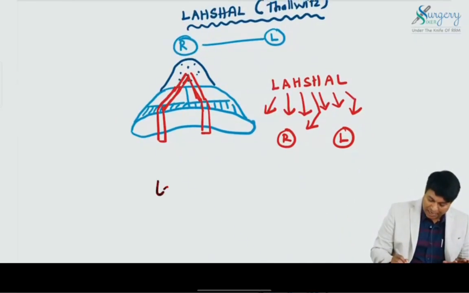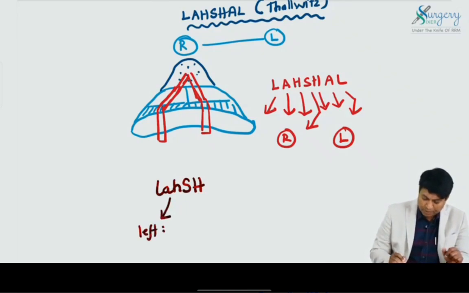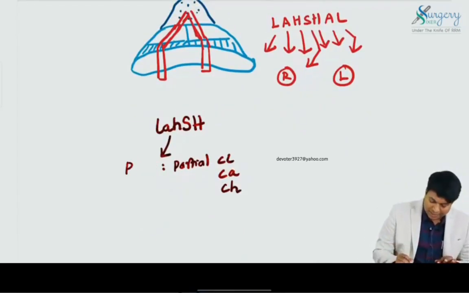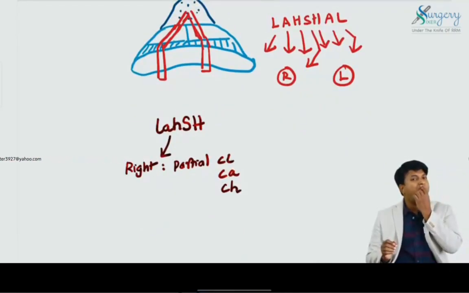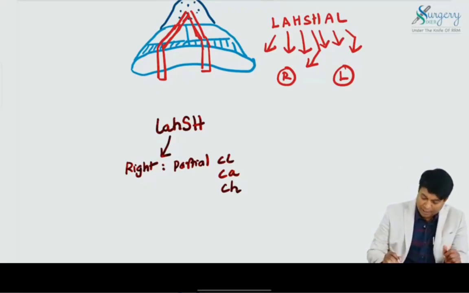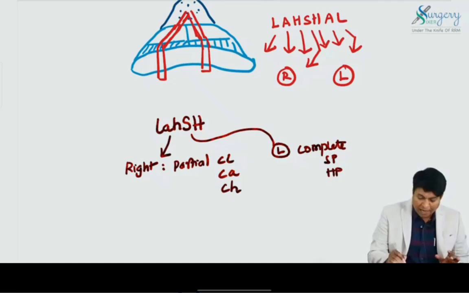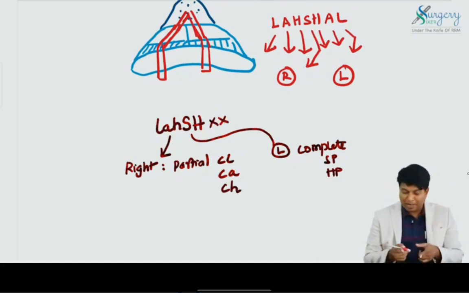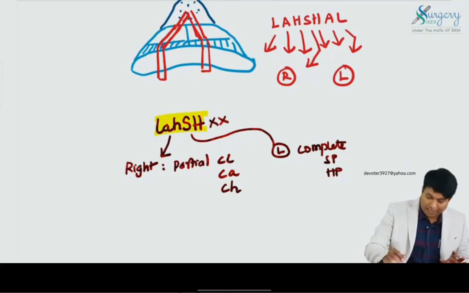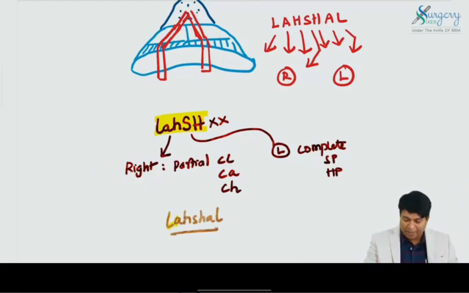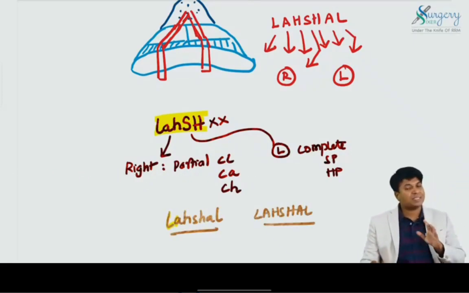If I write it as lahSHAL with small letters and capital letters mixed, what does it mean? On the right side, it is incomplete, partial cleft lip, alveolus, and hard palate. Then on the left side, complete soft palate with hard palate, but no alveolus or lip involvement on the left side. If I write it all in small letters, all are incomplete, bilateral but all incomplete. If I write it in capital letters, it is bilateral and all are complete. So this classification system in Bailey and Love, you have to know.